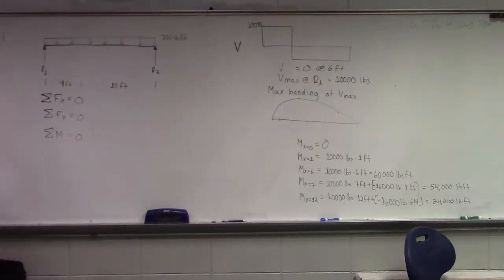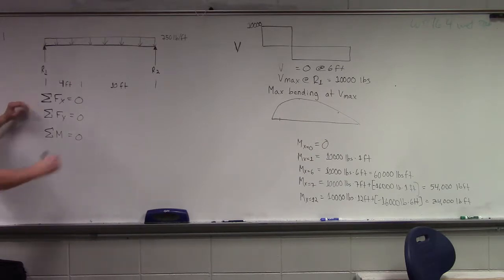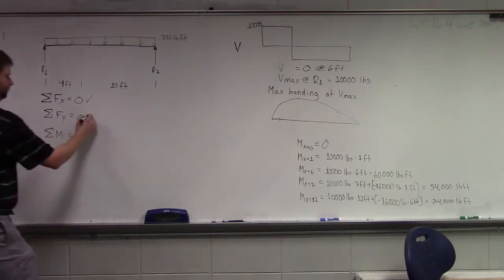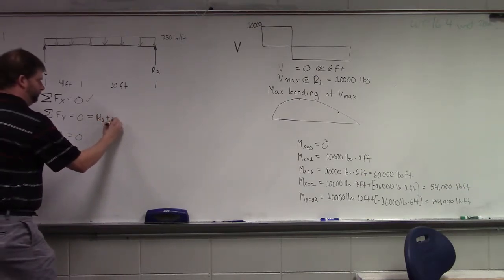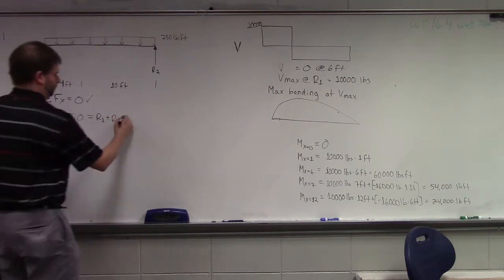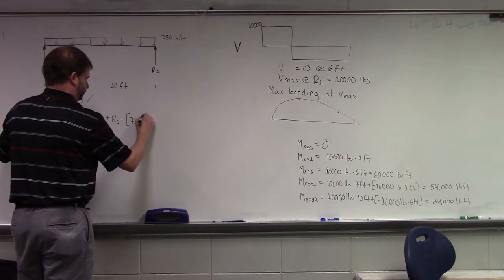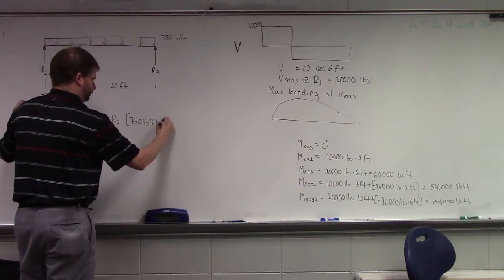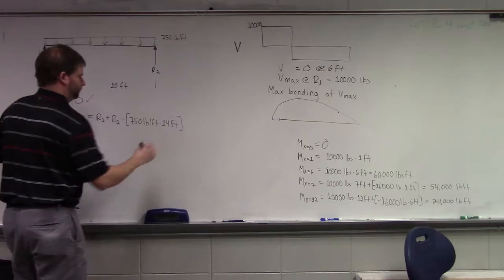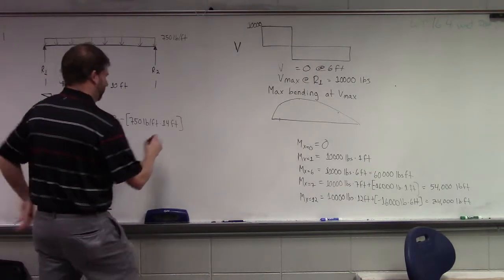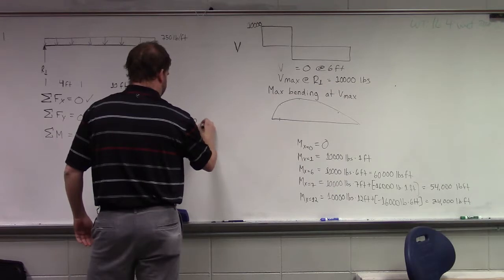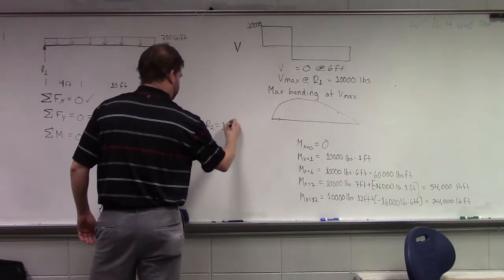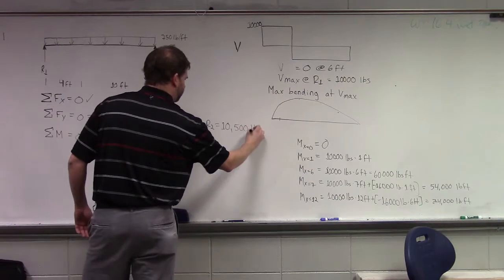So what forces do you have in the X direction? None. We don't have any, right? Okay, so we're good there. What forces do we have in the Y direction? R1, R2, and then 750 times 14, which is 10,500. So R1 plus R2 have to equal 10,500. Okay?